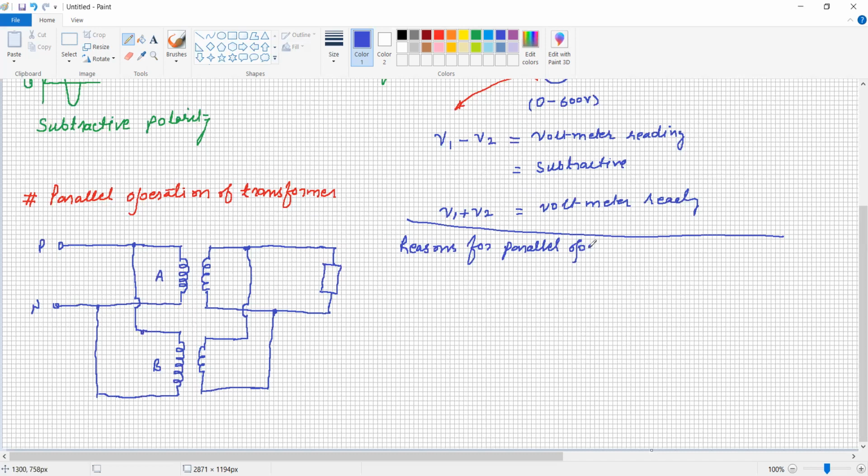First reason is that if the load is very high, the capacity of the transformer should be very high. For example, we have a load equal to 100 kVA, isn't it? Now what we have to do? We have to use a transformer of the same capacity or greater than that load capacity. So this is the first condition.